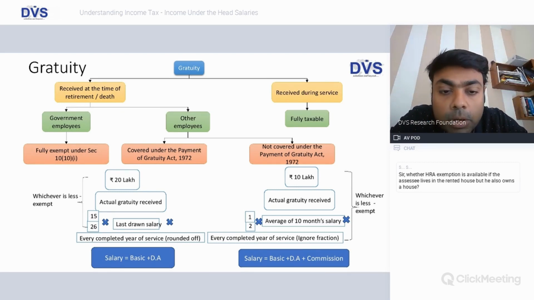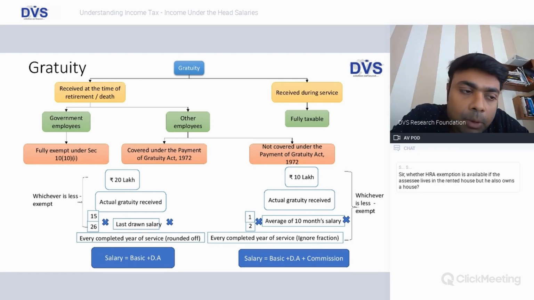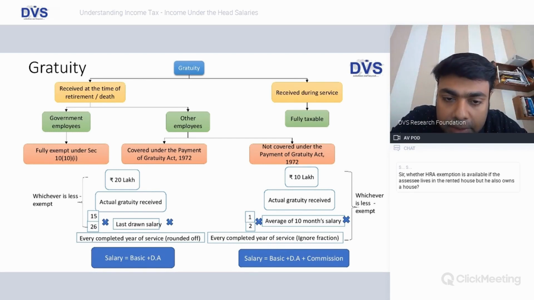So you will round it off. So it is 16 years and 8 months, so you will make it as 17 years. Whereas if the employee is not covered under Payment of Gratuity Act, 10 lakhs is the maximum exemption limit. Actual gratuity received, or half a month's salary, which is whatever is the salary by 2. So this will be lower than 15 days salary.